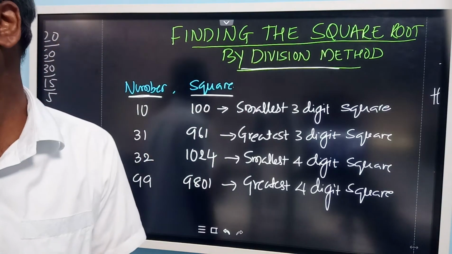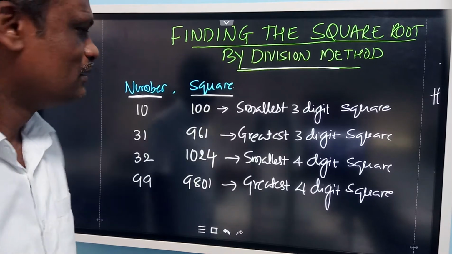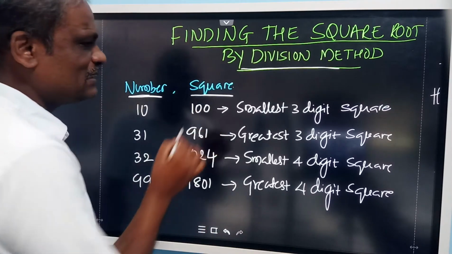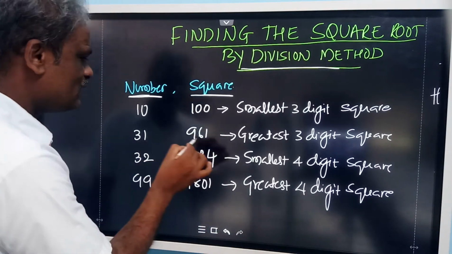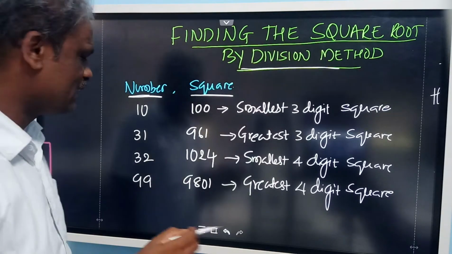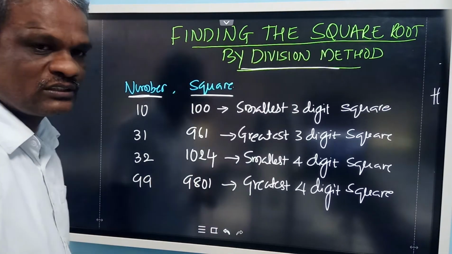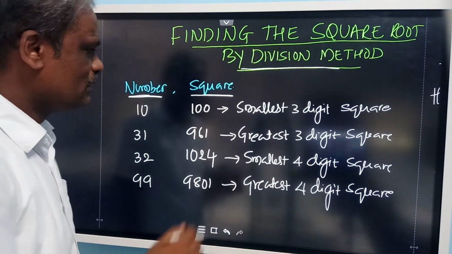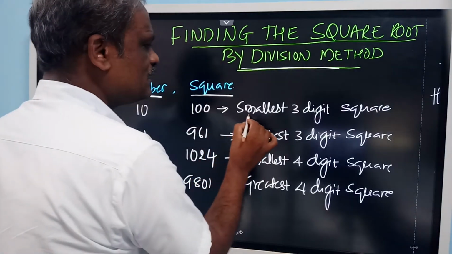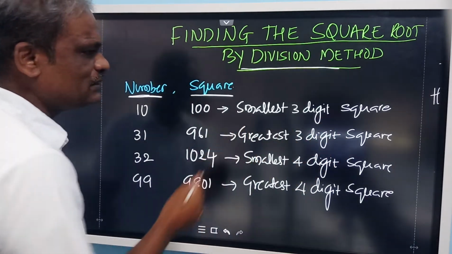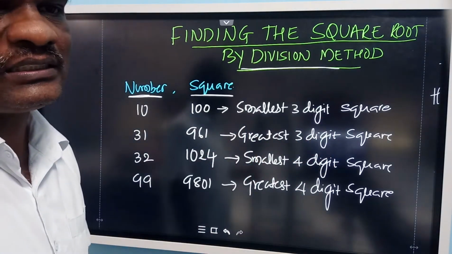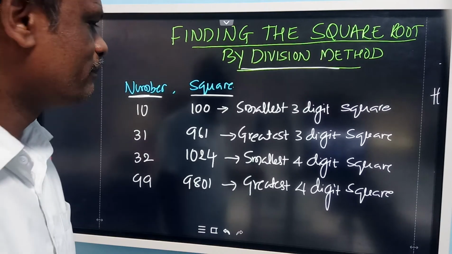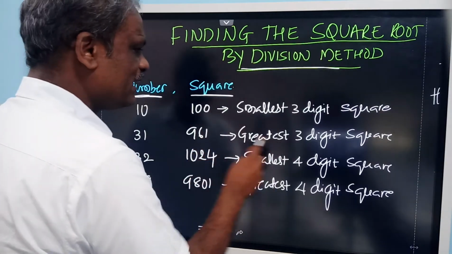Before we go to this division method, look at this. Square of 10 is 100. Square of 31 is 961. Square of 32 is 1024. Square of 99 is 9801. So 100 is the smallest square number, that too a 3-digit number. 961 is the greatest 3-digit square number.